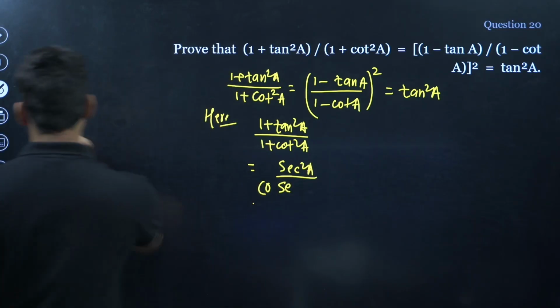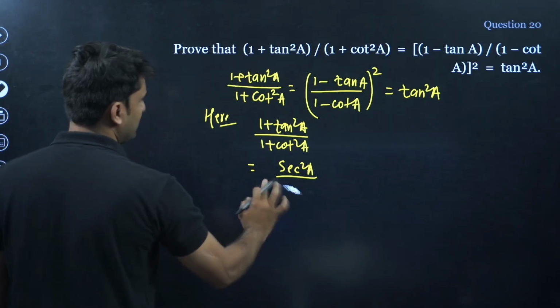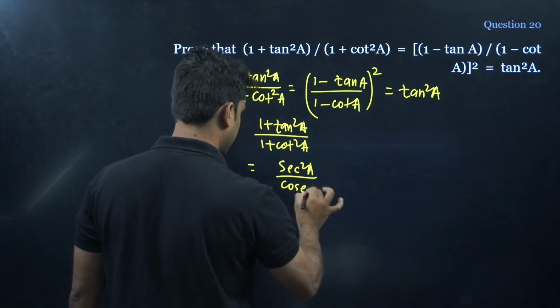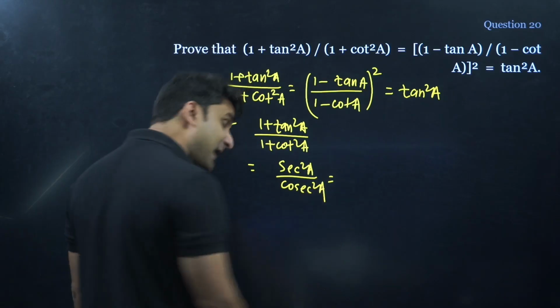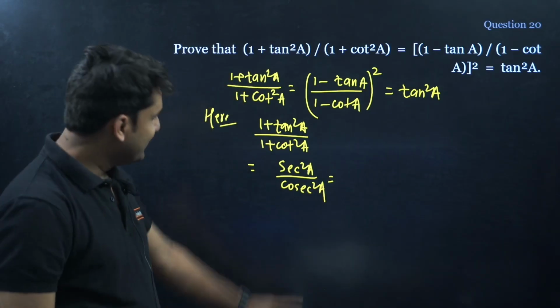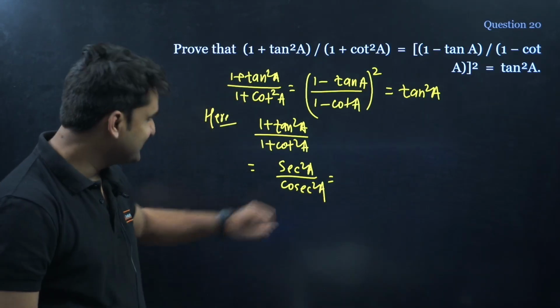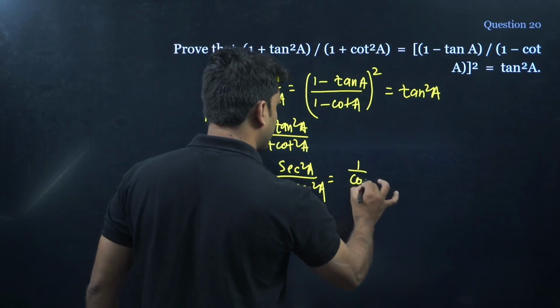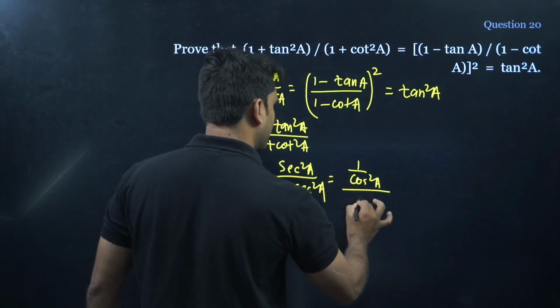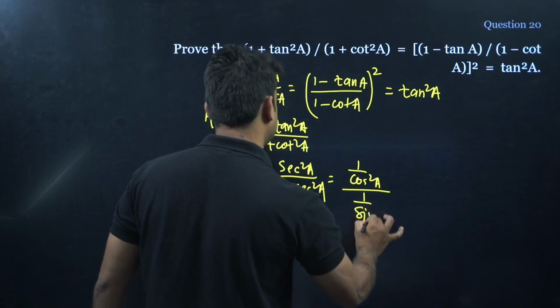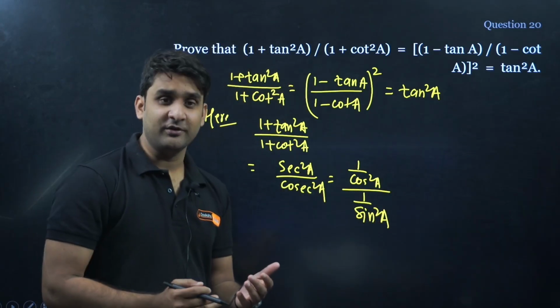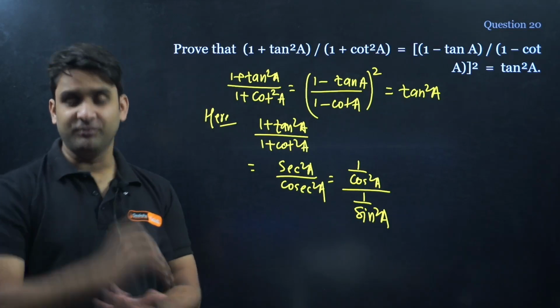Cosec square A, I hope you guys know this. 1 plus cot square A is equal to cosec square A. Now, do you know this is cosec square A and this is sec square A? So sec square A can be written as 1 by cos square A, and cosec square A can be written as 1 by sin square A, because sec is the reciprocal of cos and cosec is the reciprocal of sin.